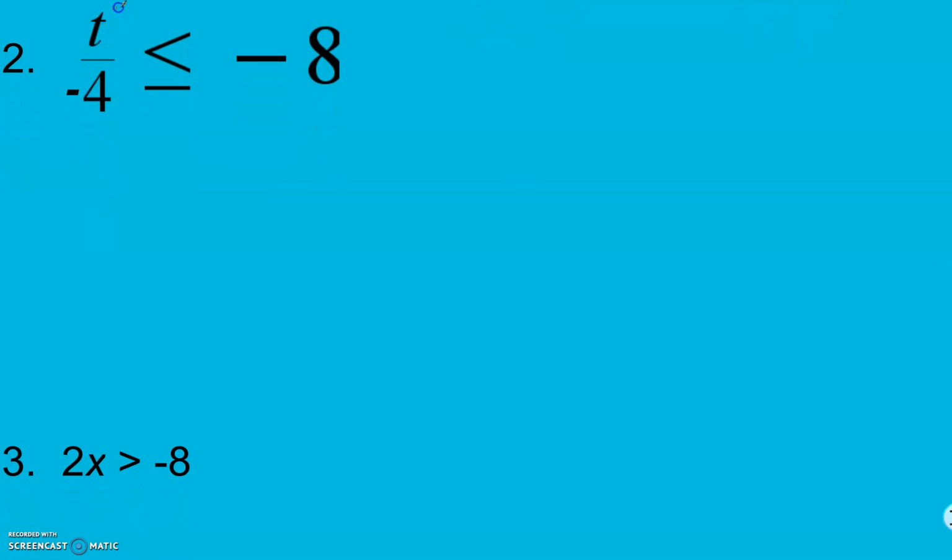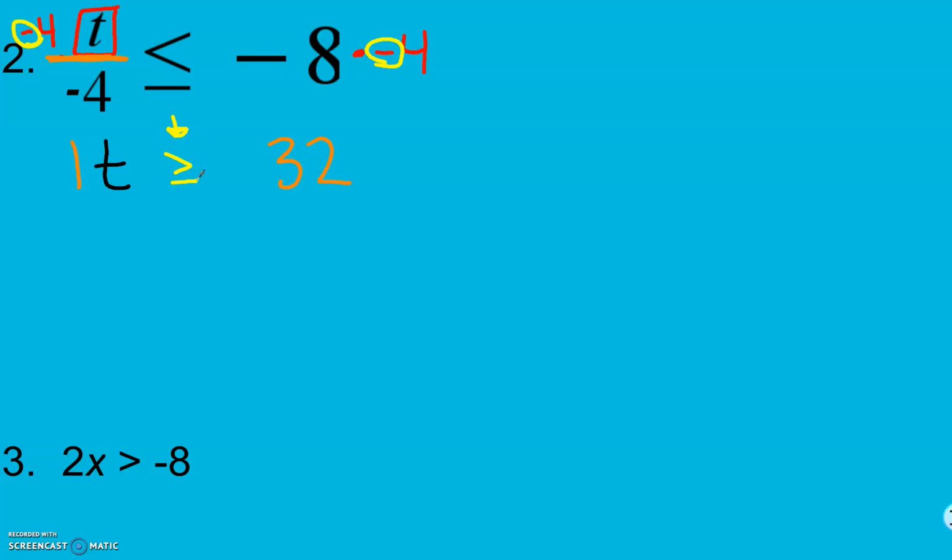Right now, t is being divided by -4, so we get rid of it by multiplying by -4. And whatever I do to one side, I have to do to both. -4 divided by -4 gives me 1. -8 times -4 gives me 32. Now, I didn't change my t, but my inequality has to flip. Because I multiplied on both sides by that -4, my inequality has to flip.